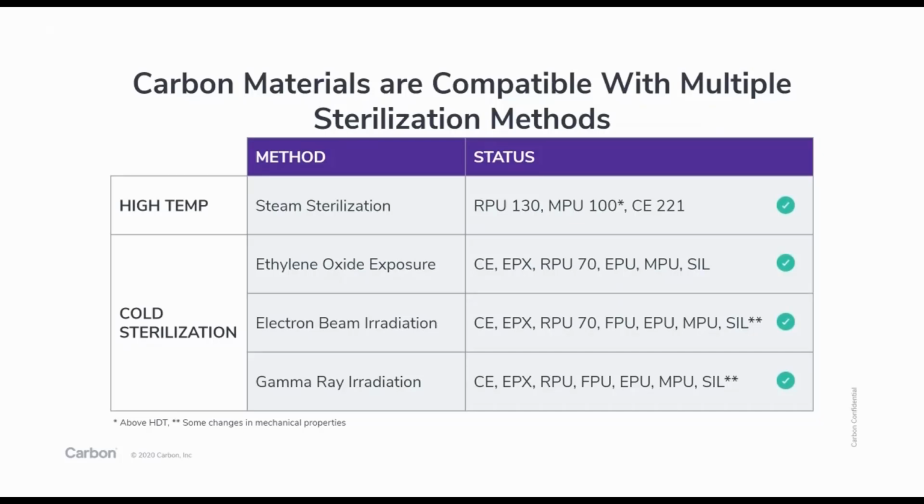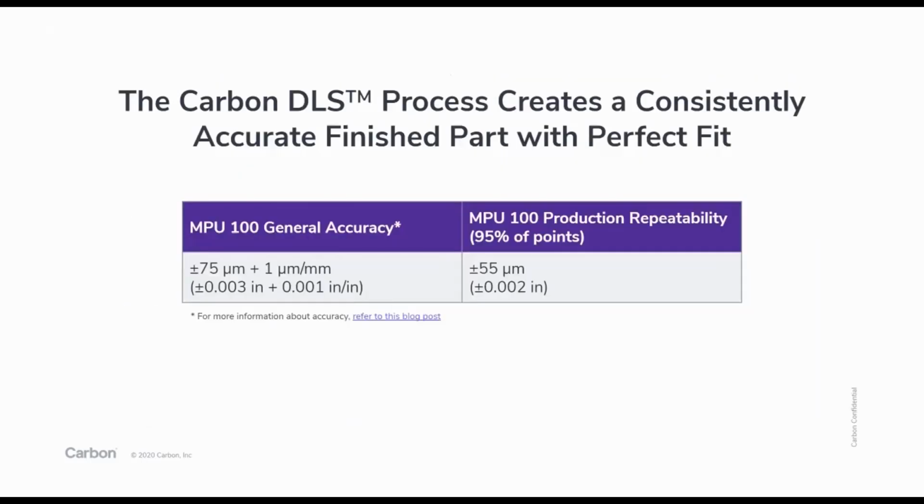Now that we've established that MPU 100 meets our product requirements, let's talk about printing parts. The Carbon DLS process creates a consistently accurate finished part with perfect fit, and this is in part due to the Carbon software. Carbon recently announced updated accuracy guidelines, and more details can be found on the Carbon website. General accuracy refers to the accuracy that can be expected from a first print. As you can see for MPU 100, the general accuracy is expected to be within plus or minus 75 microns, plus 1 micron per millimeter dimension size, which is more than adequate for our tibia cutting guide.